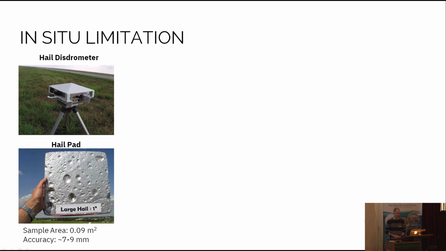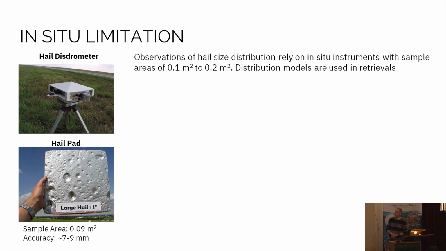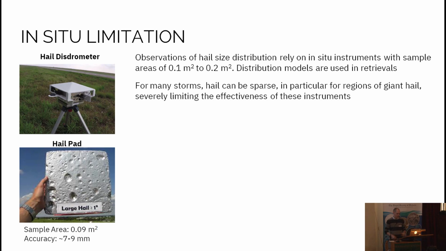Our understanding of hail that's used in weather radar retrievals and a lot of remote sensing comes from hail disdrometers. These are in situ instruments. We put them out just before a hailstorm, and they are impacted and measure the kinetic energy of hail. We have a couple of examples on the left, the digital version up top, and a traditional hail pad down the bottom. They have a sample area on the order of a square foot, and an accuracy on the order of about 1 centimetre.